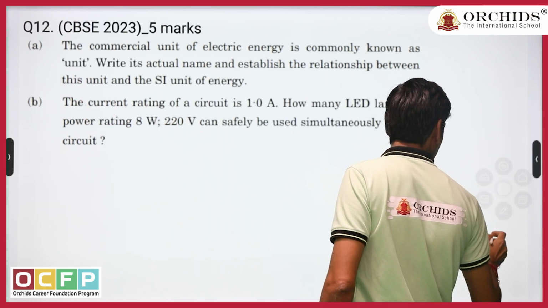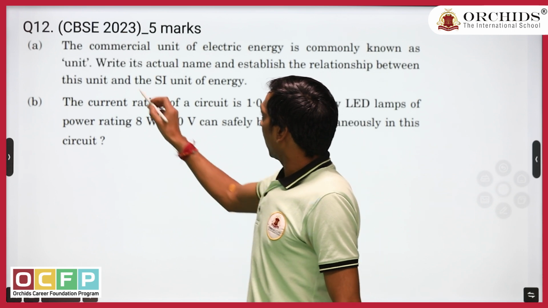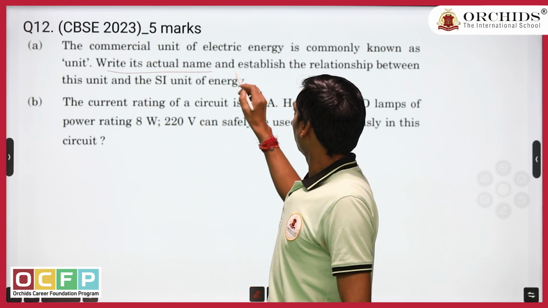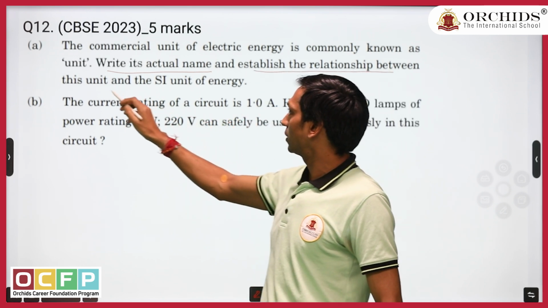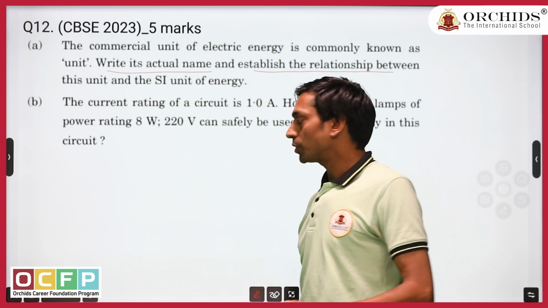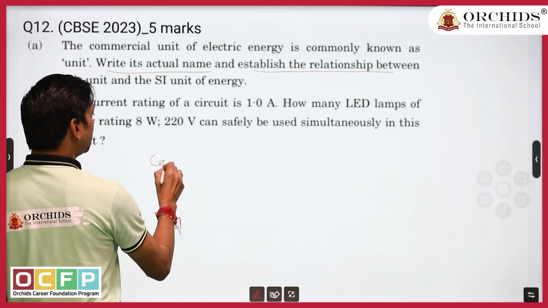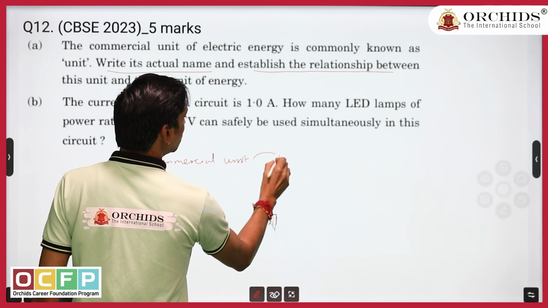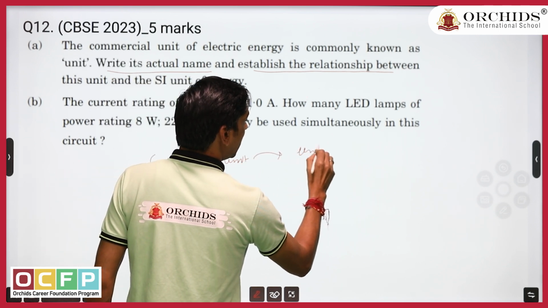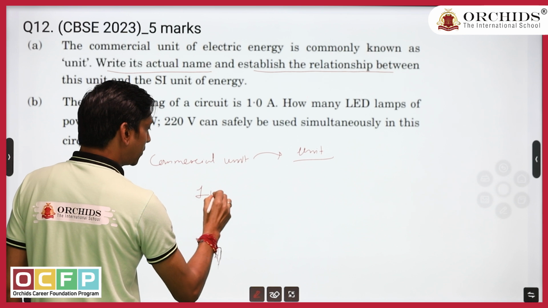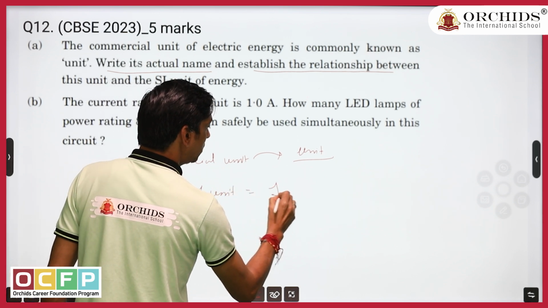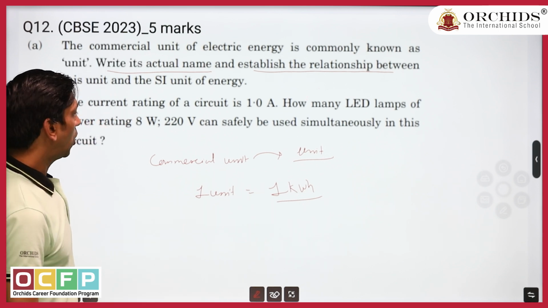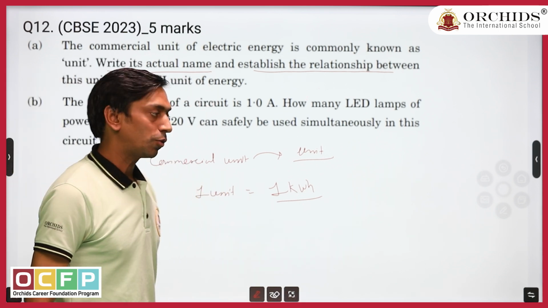So the common name is unit, and write its actual name, the scientific name, and establish the relationship between this unit and the SI unit. So the actual name is the commercial unit, which is also known as unit, and 1 unit, or 1 commercial unit, is equal to 1 kilowatt hour. So that is the actual name of the unit: 1 kilowatt hour.